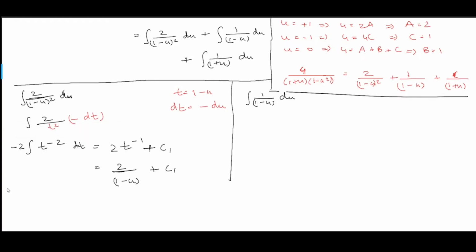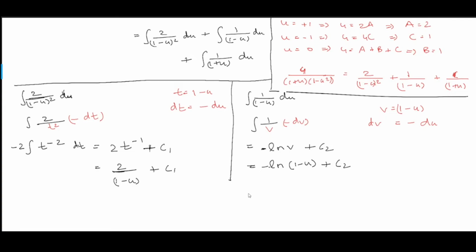Okay, I'm going to have another substitution. v is equal to 1 minus u, right? That's going to say dv is equal to minus du. Let's plug it back in: 1 by v, minus dv. This is ln v. Now minus in front, so minus ln v plus c2. If I convert it back in terms of u, this is going to be minus ln of 1 minus u plus c2.